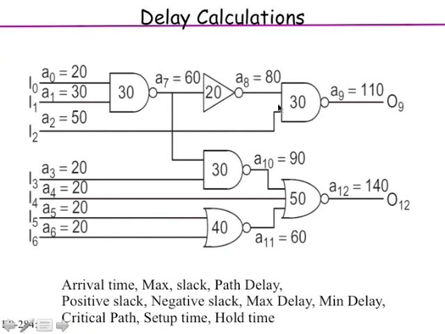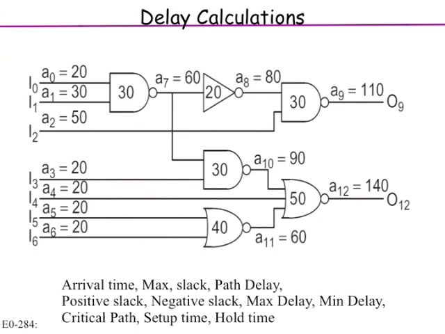So here, the arrival times at the outputs O9 and O12 are 110 and 140. Those are the path delays from input to O9 and O12. Let us say your clock period is 130 units. Then you see that the arrival time at O9 is 20 units ahead of time. So you have some slack, positive slack. You have come ahead of time, you can use that slack and spend it.